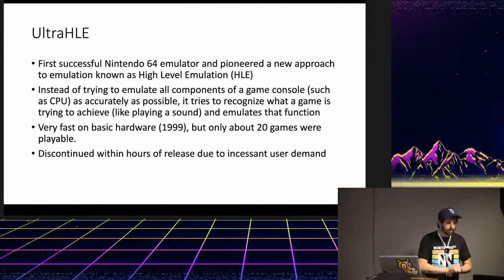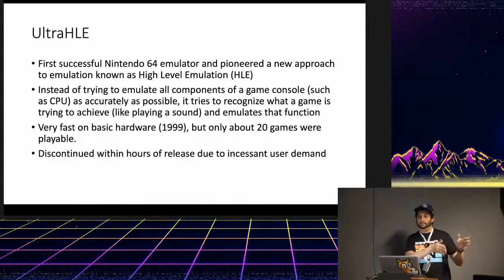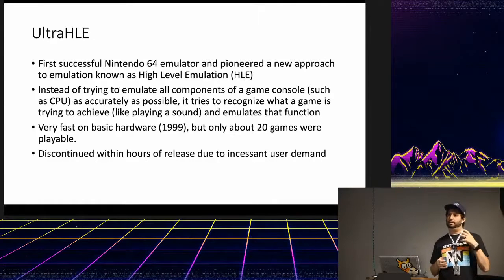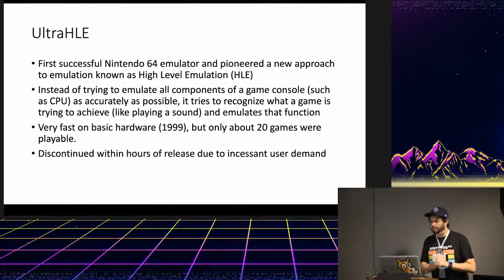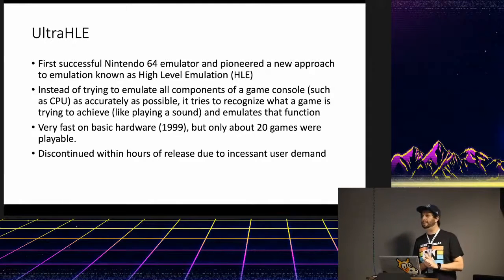I have a couple of very important shout outs in the history of emulation, because certain landmarks and certain systems provided a really revolutionary approach that changed the next generation. The first one is called Ultra HLE. This was the first successful Nintendo 64 emulator, and it didn't do things in the old emulation definition, right? We talked about how emulation is to achieve the hardware and software of another system. Well, it pioneered HLE, high-level emulation. This is a little bit different.